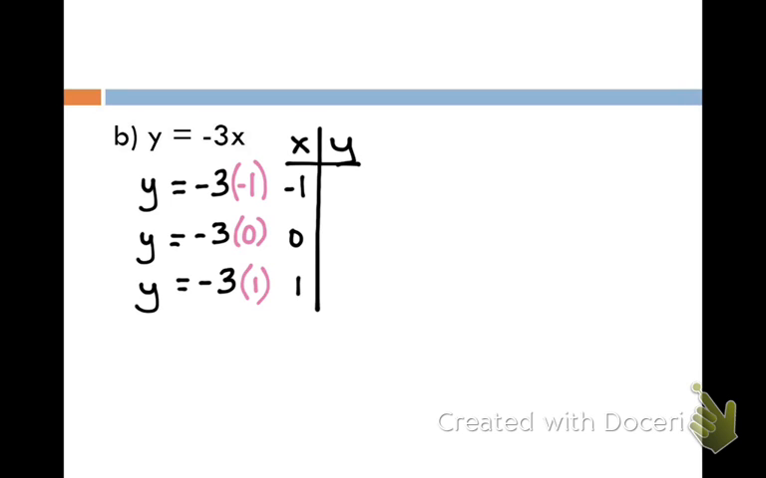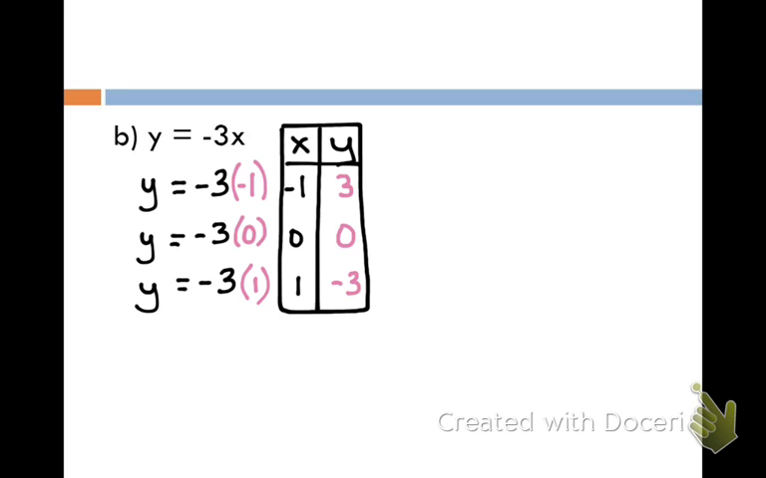So here I have -3 times -1. What is that? +3, okay? Because 2 negatives always equals a positive. Next up, -3 times 0. 0, and the final one, -3 times 1. -3, okay? So that is your input-output table. Go ahead and box it.